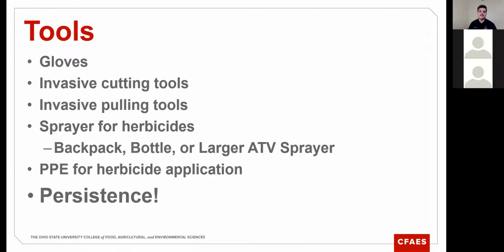Invasive cutting tools, and this is just a general term, but anywhere from chainsaws to hand saws to pruners or loppers. You know, depending on the size of your infestation and how many there are, all kinds of cutting tools. You could even go up to brush hogs that you pull behind your tractor, depending on what the scenario is. And then pulling tools. There's quite a few pulling tools on the market.